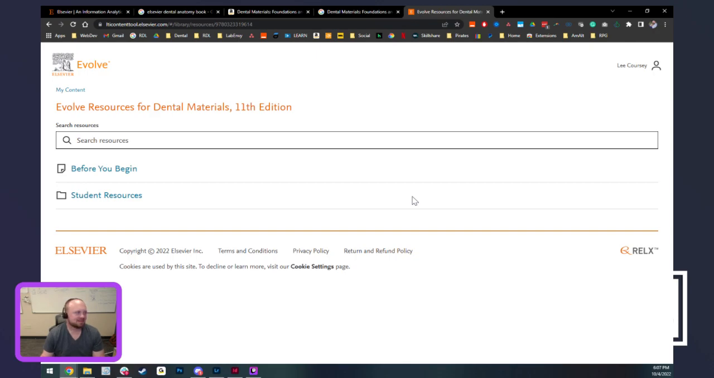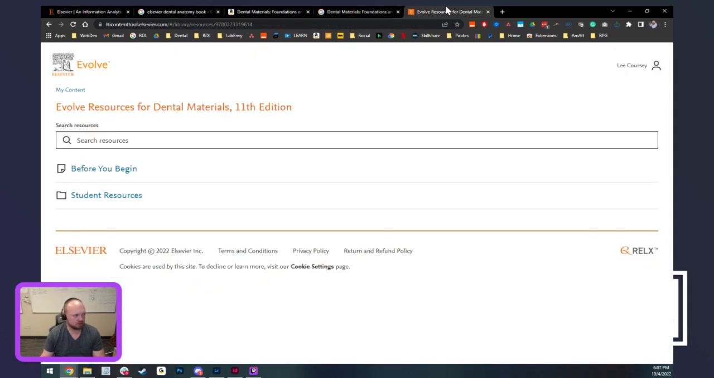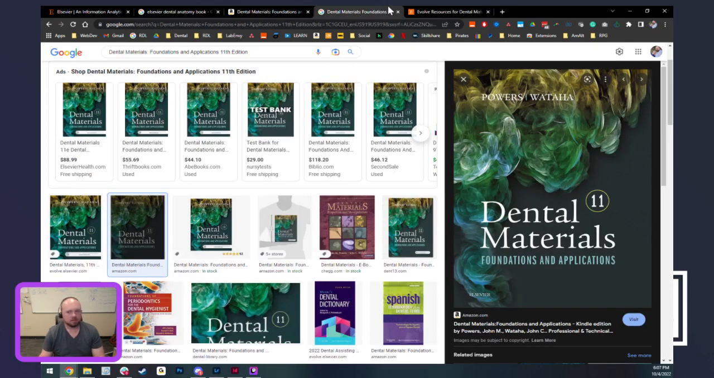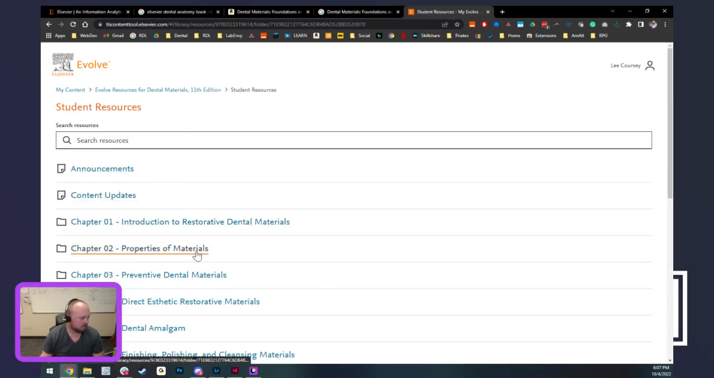Here it is. So you want to go to evolve.elsevier.com, and when you purchase this book, the way they know that you purchased the book is that you have the ISBN number. If you have that book, you can go over to evolve.elsevier and you can access any of their materials. Let's see what else they have. Chapter 1.